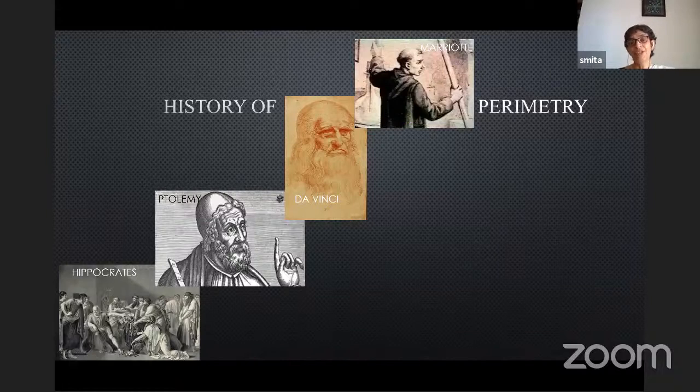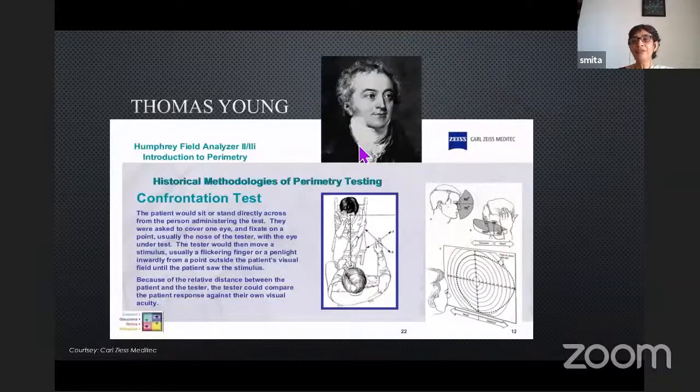Now, this person is interesting. His favorite pastime was to optically behead a person by closing one eye and keeping the target's head on the blind spot. Thomas Young was the first to describe the margins of the visual field by a simple test that you and I do even now, and that is the confrontation test.